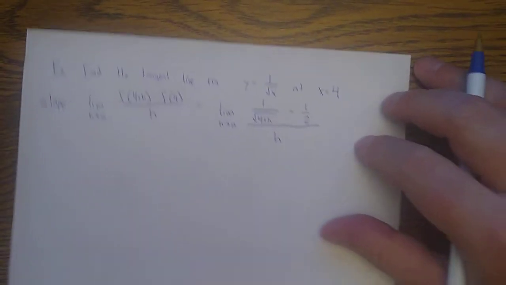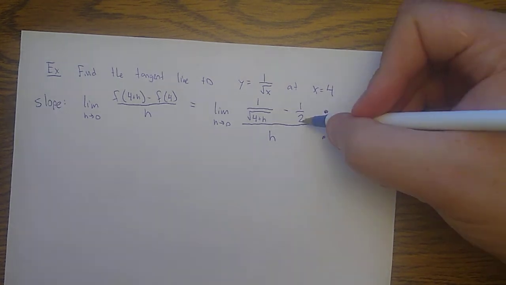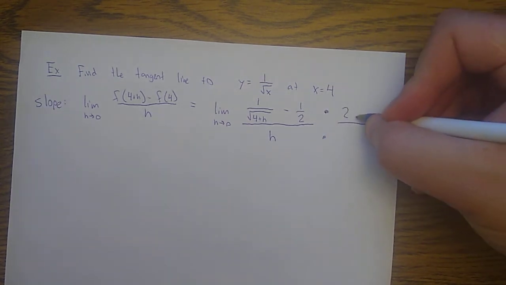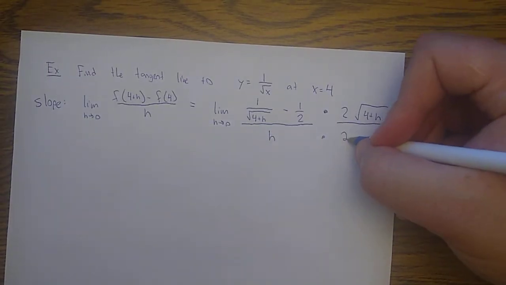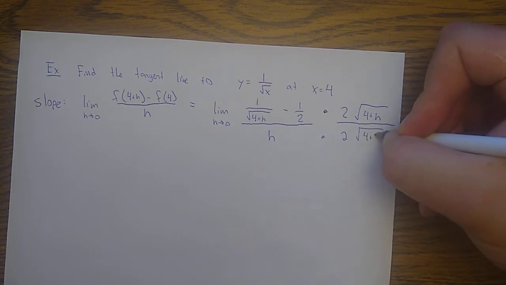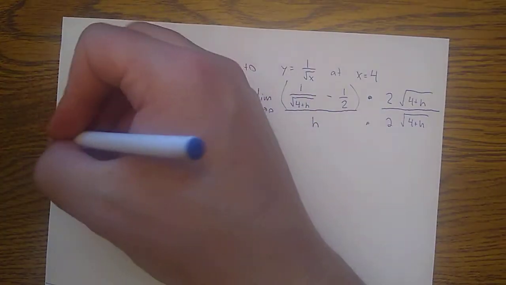Okay, so we've done limits sort of like this before. The first thing that I see is I don't like fractions inside of fractions. So I'm going to multiply the top and the bottom by something that kills all the denominators. So I need to kill this 2, and I need to kill this 4 plus h inside the square root. So that's what I'm going to multiply on the top and bottom. And let me put parentheses here because I have to distribute this. So what happens?